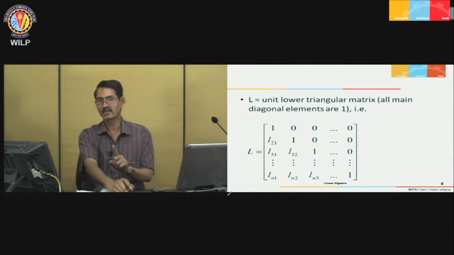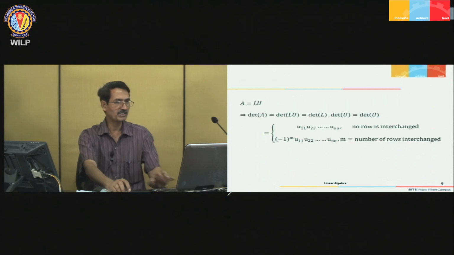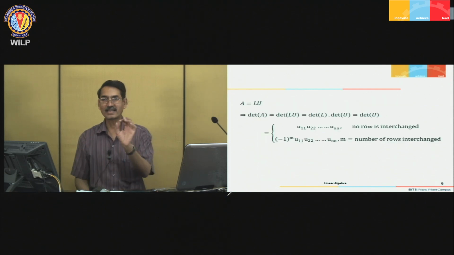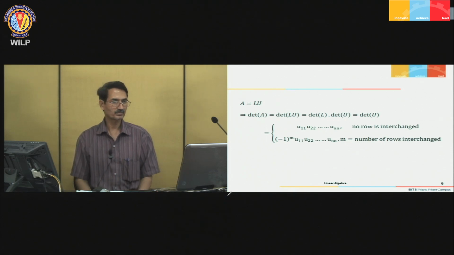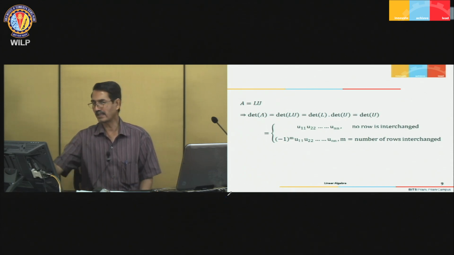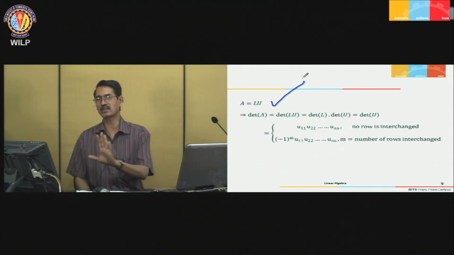So this L is a unit lower triangular matrix and U is the upper triangular matrix that has been obtained with the help of the Gauss elimination process. Look at here, now A is equal to L into U. Therefore, determinant of A is equal to determinant of L into U. But the determinant of L into U is determinant of L into determinant of U.